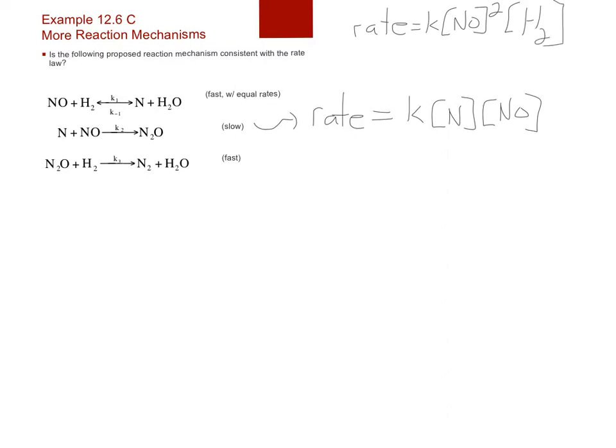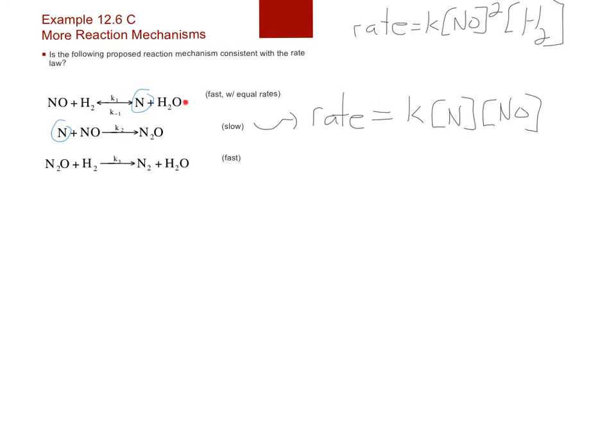Okay, but there's a problem with this one. N happens to be an intermediate. So we're not allowed to have intermediates in the rate law. So we need to get rid of N. So here's how we do that. Notice what else has changed here.